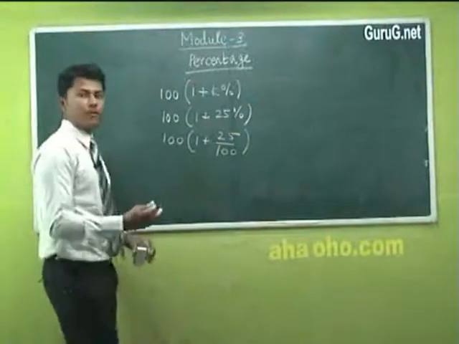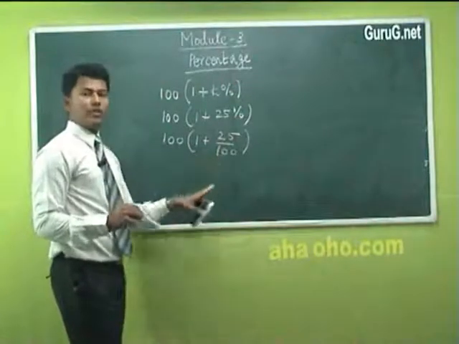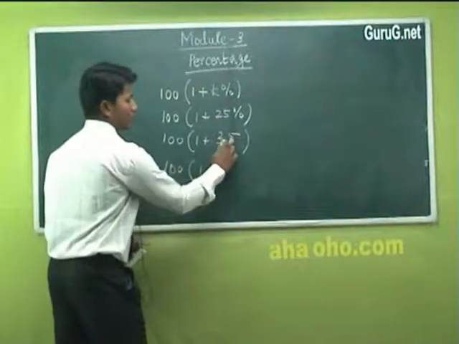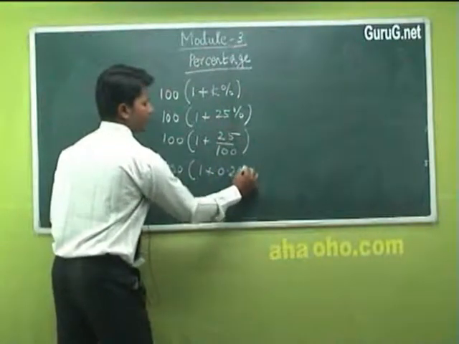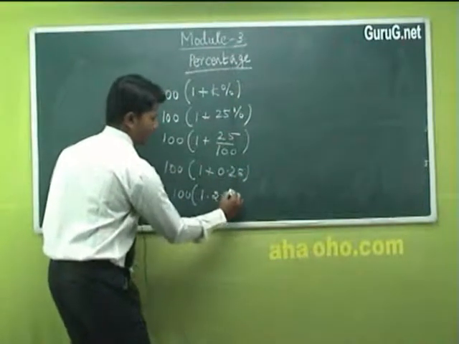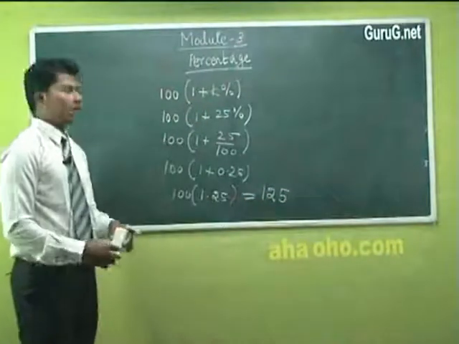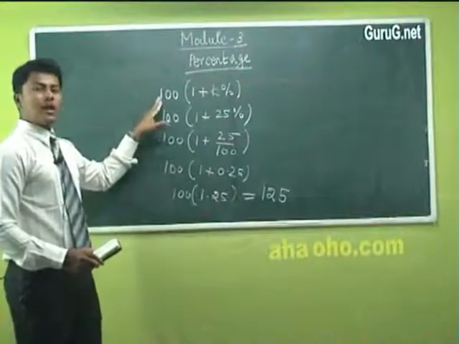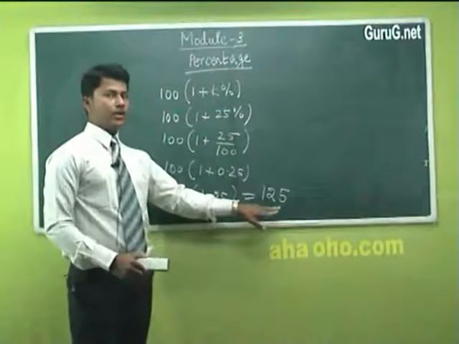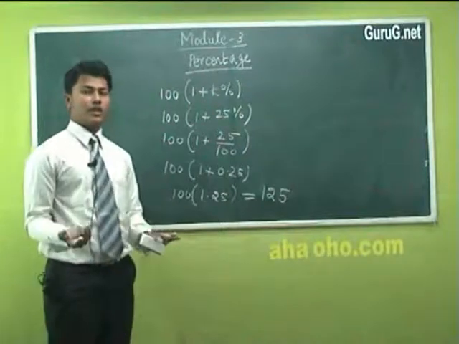25 by 100 is 1 by 4. 1 by 4 is 0.25. 1 plus 0.25 is 1.25. So 100 into 1.25, answer is 125. So increasing 100 by 25% gives you 125. As I said, percentage increase is not equal to percentage decrease.